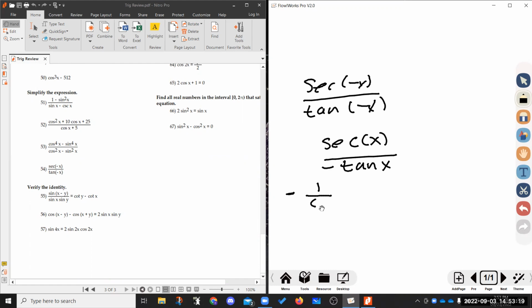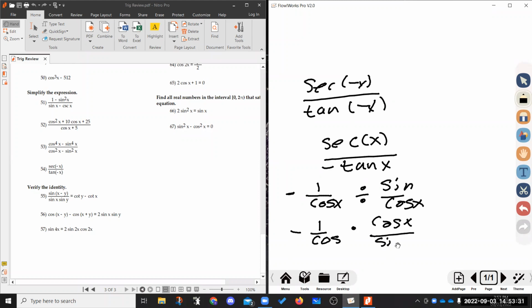This is 1 over cosine divided by sine over cosine. So this is negative 1 over cosine times cosine over sine. Cosines are going to cancel. Negative 1 over sine is going to be a negative cosecant. It's okay to change things into sines and cosines if you need to.